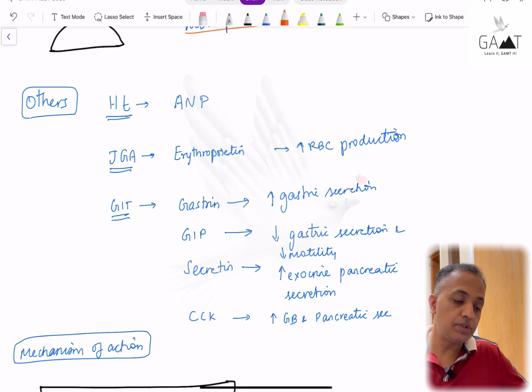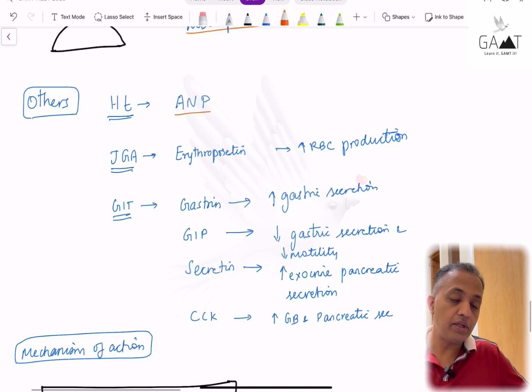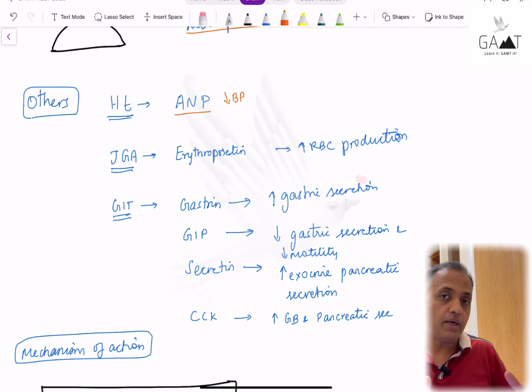So the heart produces, and there are a lot of other endocrine chemicals, other hormones produced in other places as well. The heart produces something called atrial natriuretic peptide, which helps in the reduction of blood pressure. When the blood pressure is high, it stretches the atrium and it produces atrial natriuretic peptide. Basically, what it does is reduce the blood pressure and increase diuresis.